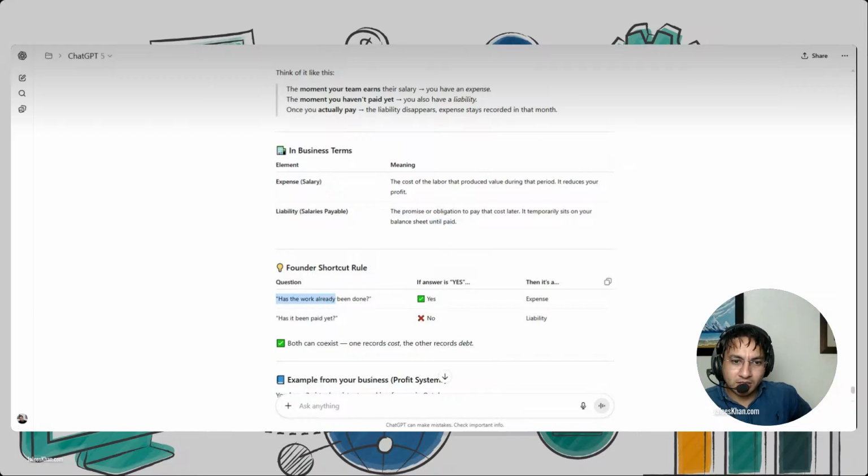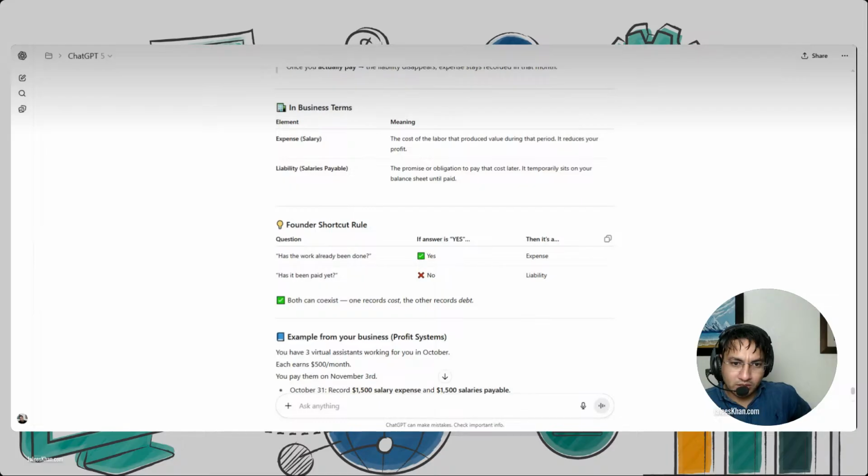Has the work already been done? Yes, expense. Has it been paid yet? No, liability. Both can coexist. One records cost, one records debt.